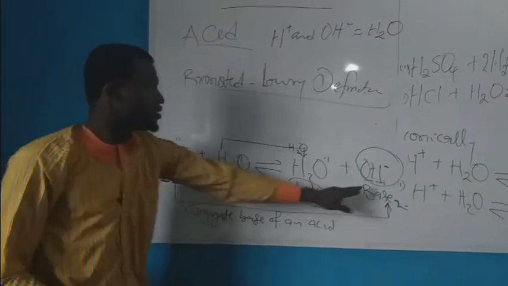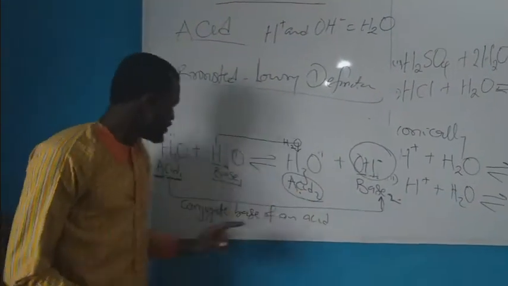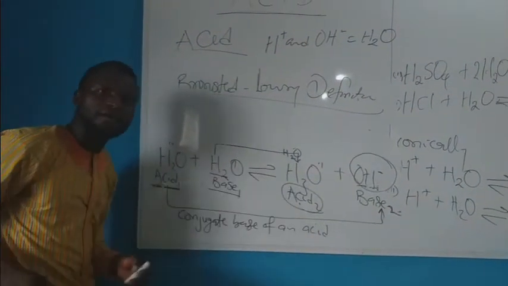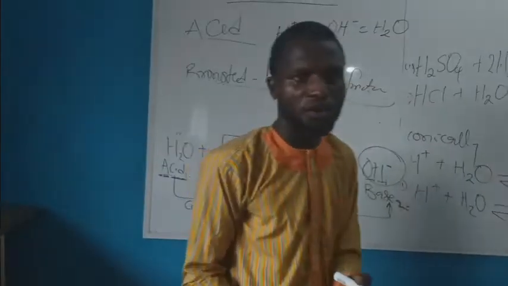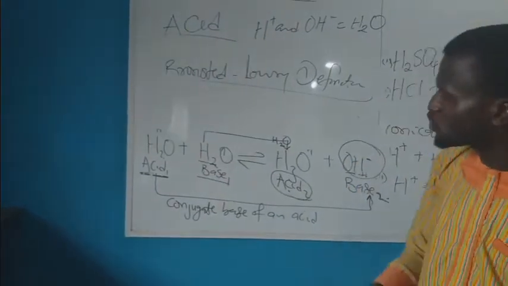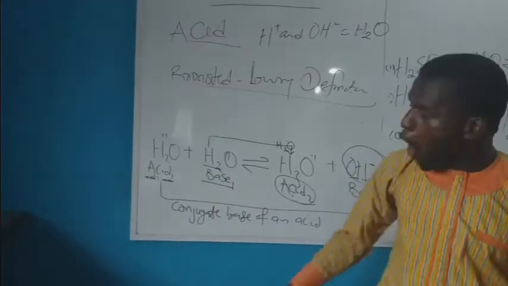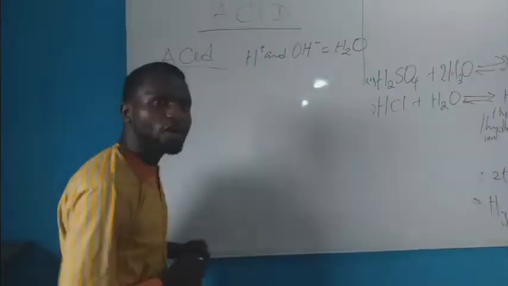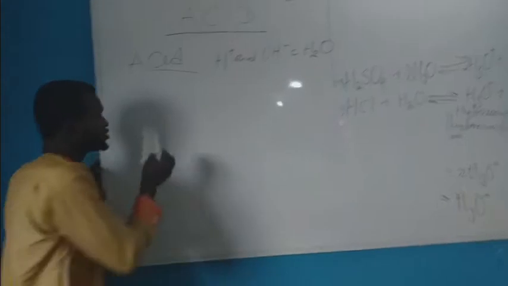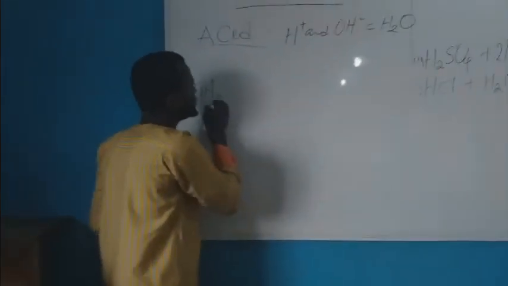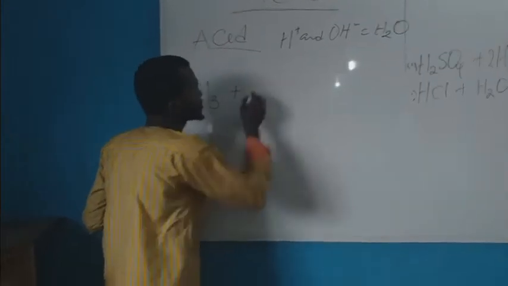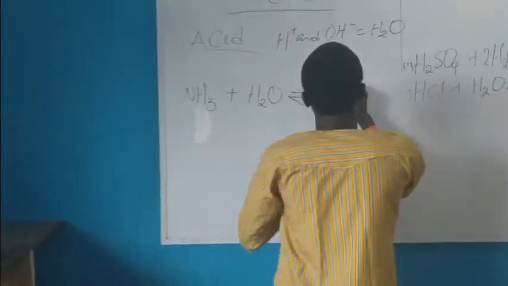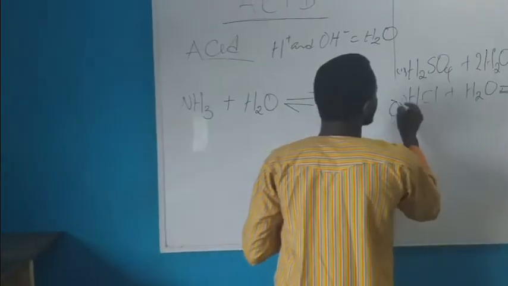So here, hydroxide ion is the conjugate base of the acid water, and hydronium ion is the conjugate acid of the base water. So water has a dual behavior. Water has dual behavior in that it could function as an acid here or as a base here. Another example to clarify the definition is ammonia. Ammonia plus water to give this NH4 plus and hydroxide ion.